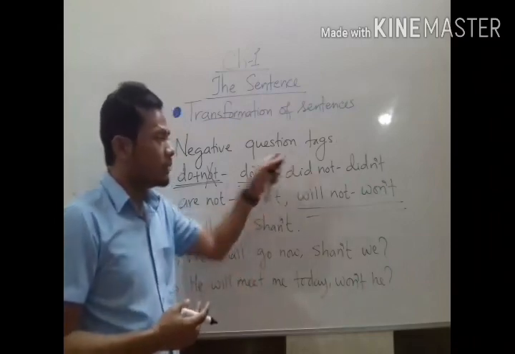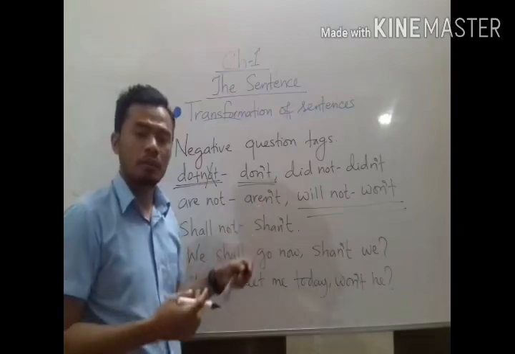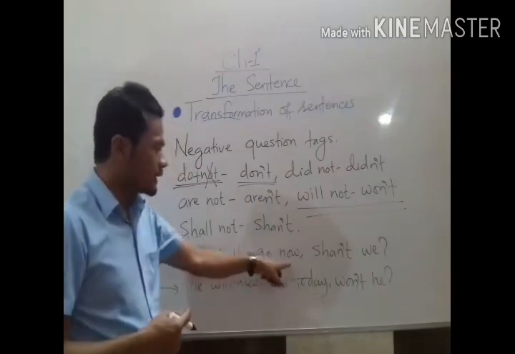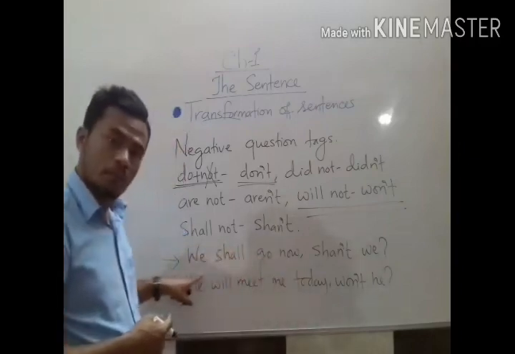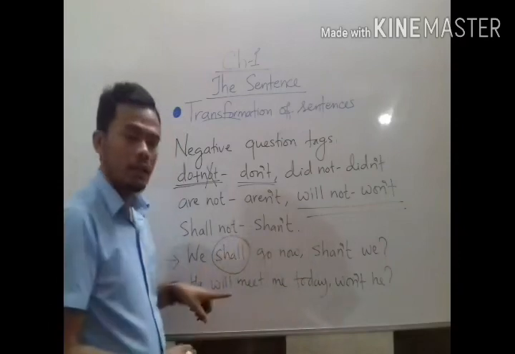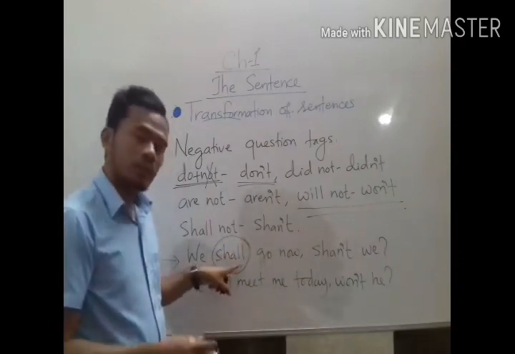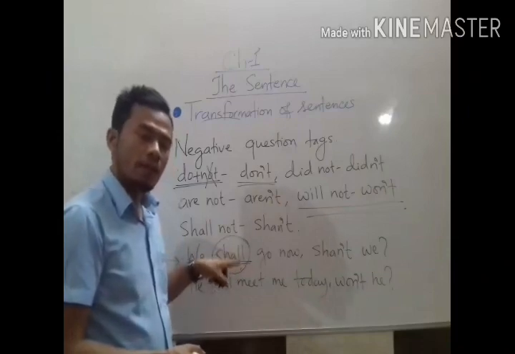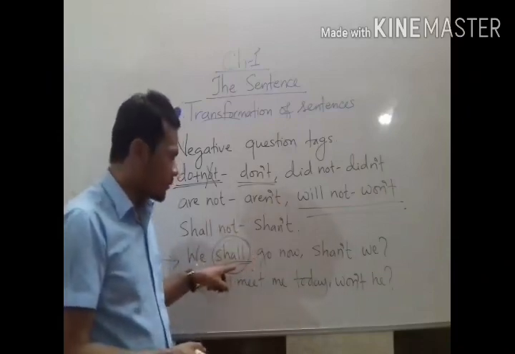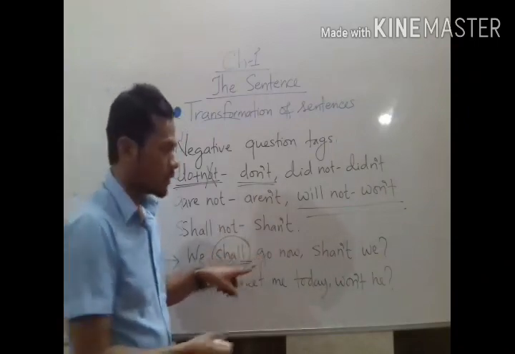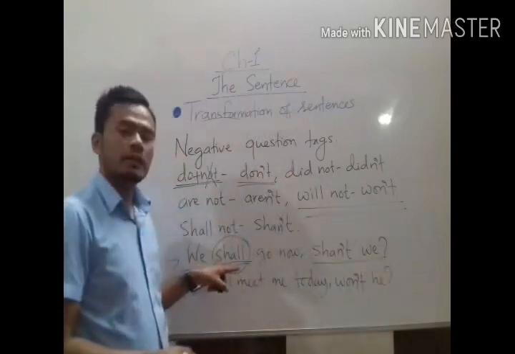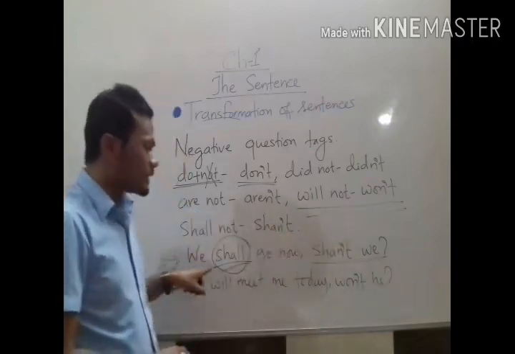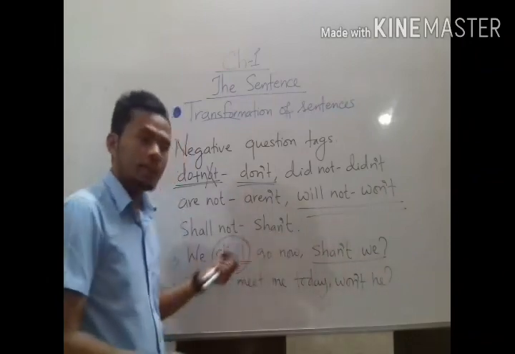Okay, so we need to practice these all at home so that we will be able to frame tag questions. Let us take two examples, like we shall go now. This is the statement, and this statement is positive, and the helping verb is shall. If the statement is positive, whatever helping verb we have used there, we have to make the negative tag out of that. So here I have to add shall plus not to make the tag question. When I make the negative question tag of shall, it will become shall not, shan't. We shall go now, shan't we? So positive, negative; negative, positive.